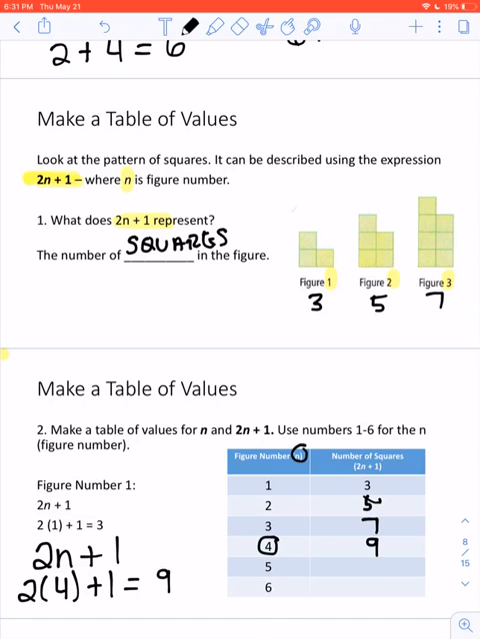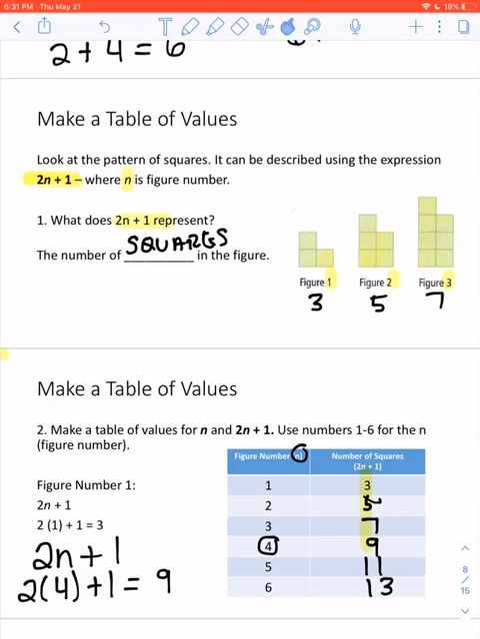Okay, so my suspicion was right. This is going up by 2 every time. So in this case, I don't actually have to keep doing the other ones. I can just fill in the rest. If this was 9, this is going to be 11 and then 13. So I've filled in my table.